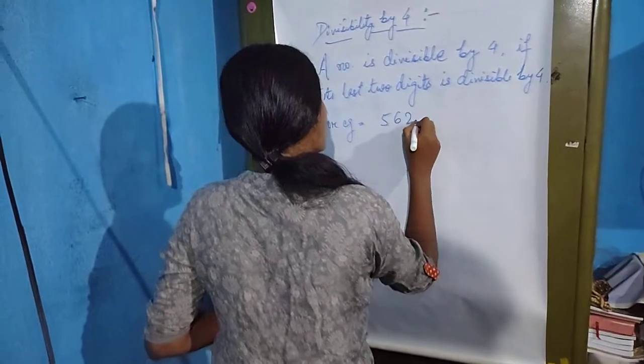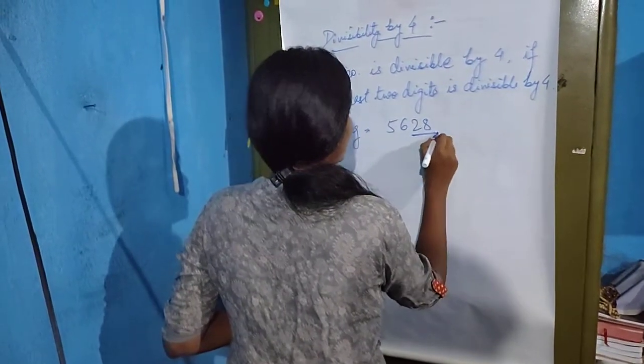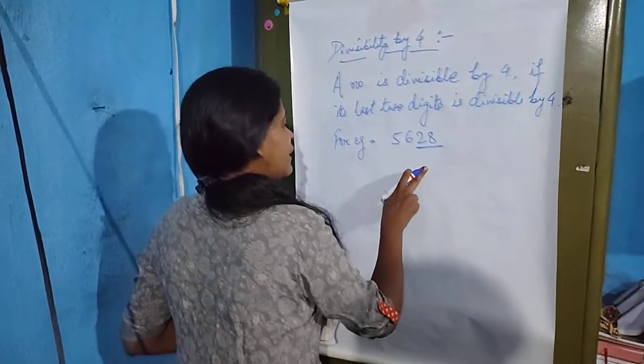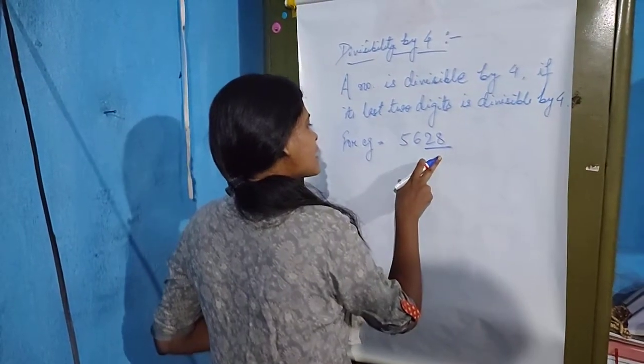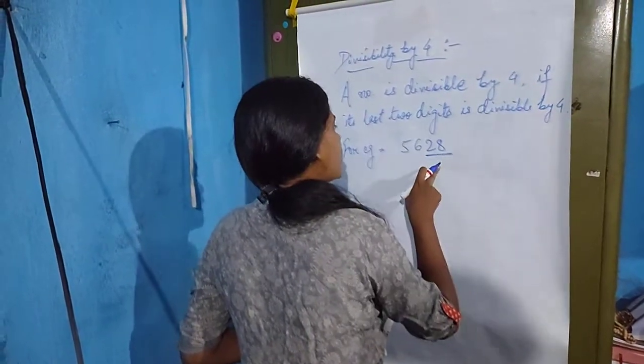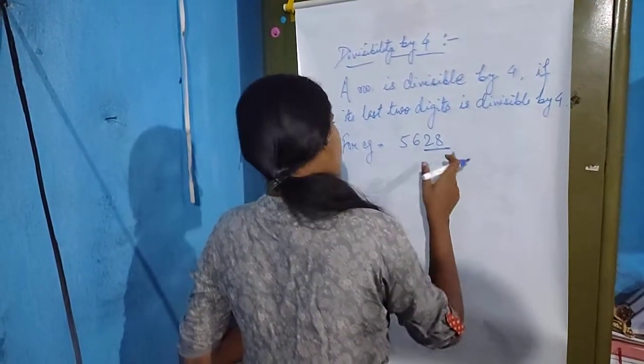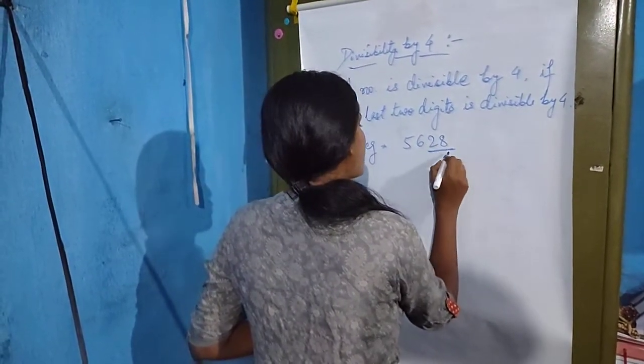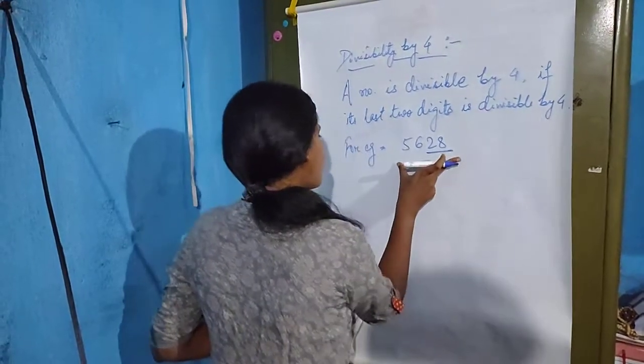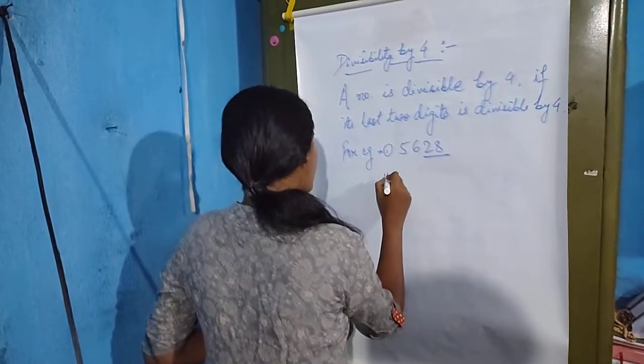For example, 5, 6, 2, 8. Now see 28. You can identify that 28 comes in the table of 4. It is a multiple of 4. So this number is divisible by 4, since the last two digits are divisible by 4.